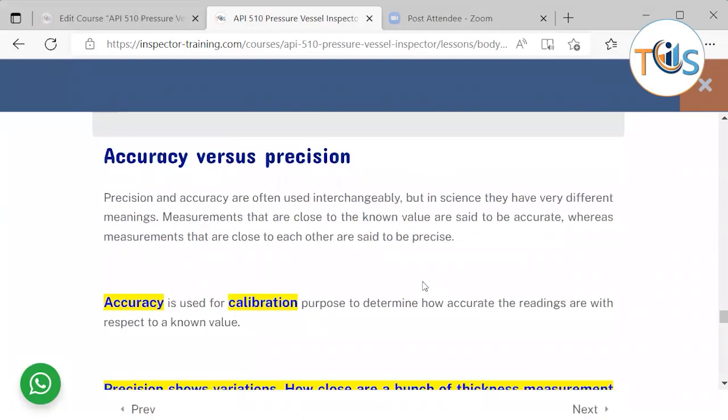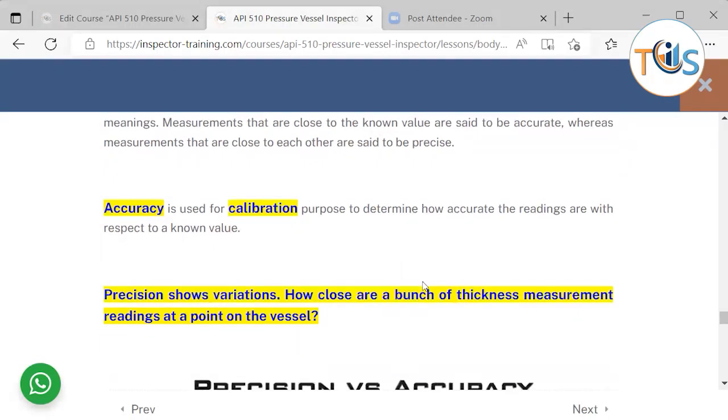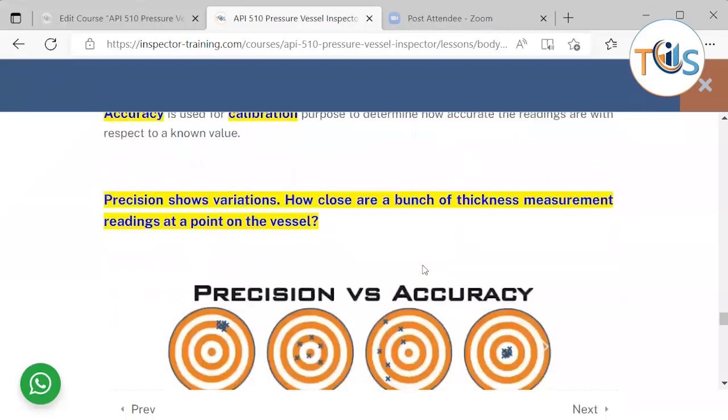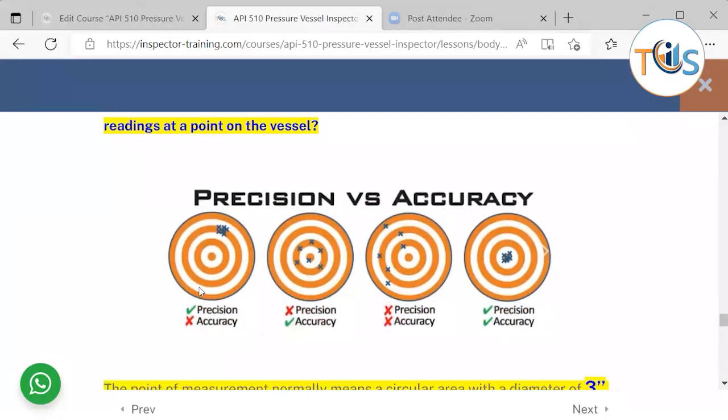Now let's look at some terms: accuracy versus precision. Accuracy is normally used for calibration. How accurate are your measurements? And precision means variation. So how close are a bunch of thickness measurements? As you can see on this figure, the first figure, you've got a lot of precision. You don't have much variance here, but it's not accurate.